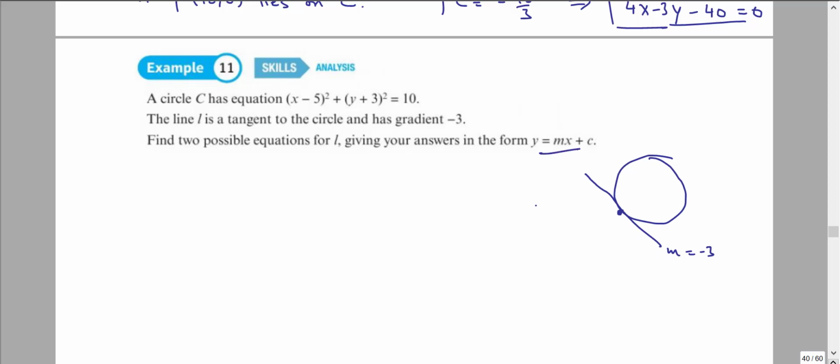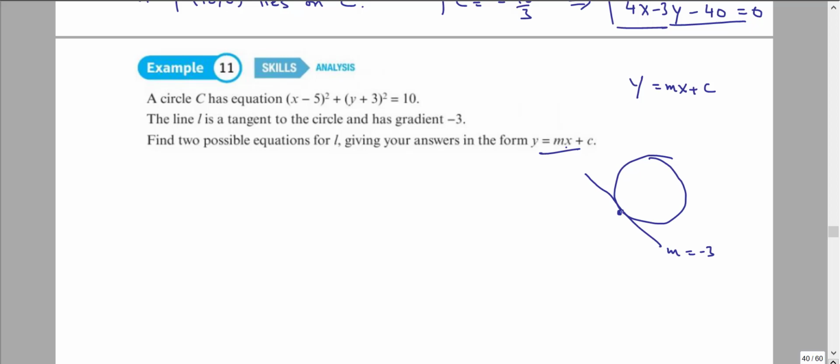Two possible equations. How to find the equation of the line? The equation of the line is y equals mx plus c. M is given already, which is negative 3. So we need c. To get c, you need a point on the line. How to find the point on the line?